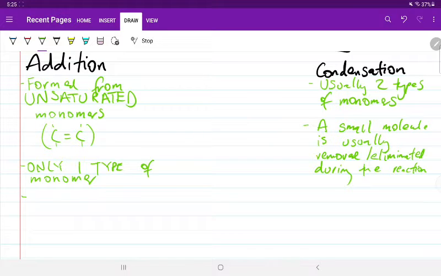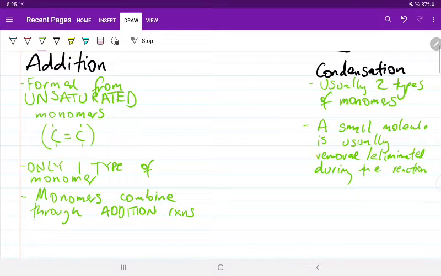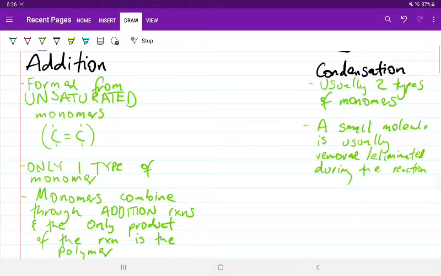So in addition polymerization, the monomers combine through addition reactions, and the only product of the reaction is the polymer. The addition polymers are also the simpler ones to grasp and the simpler ones to understand.